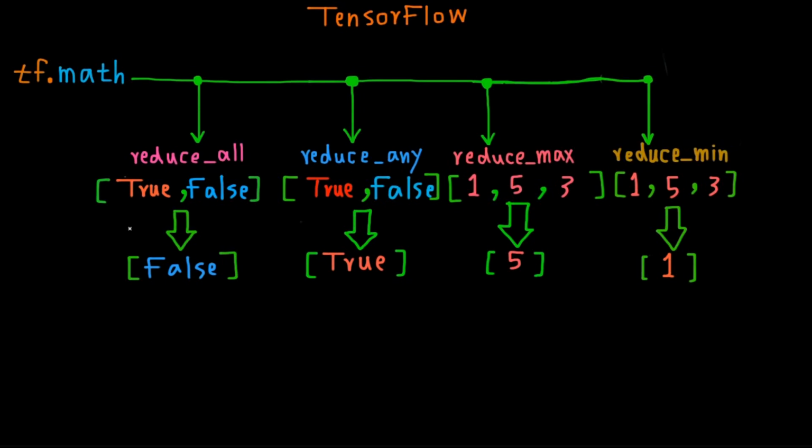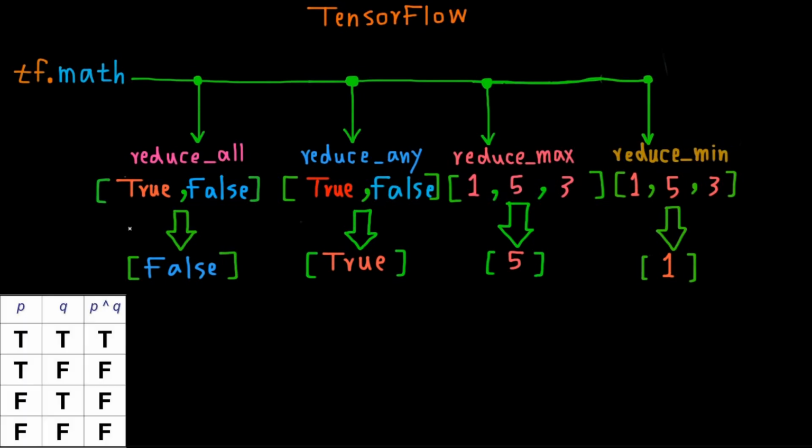And as we know, if we apply the logical AND function on a set of elements, and one or more elements have a false value, the result equals false. And it returns true if and only if all elements equal true.